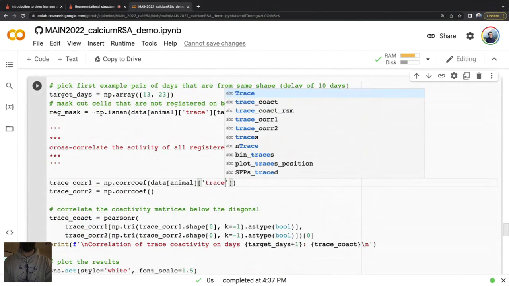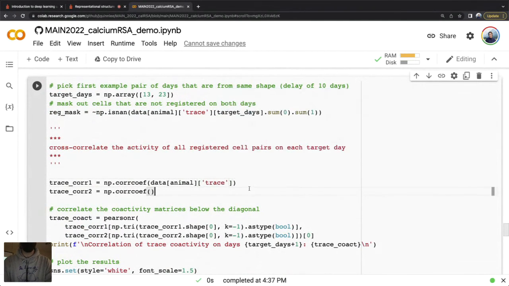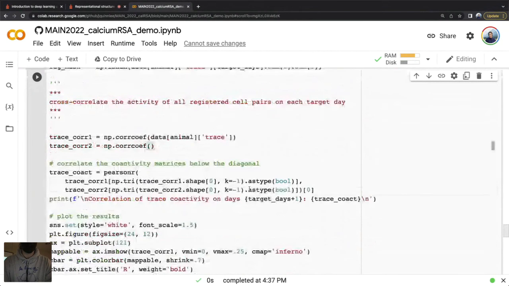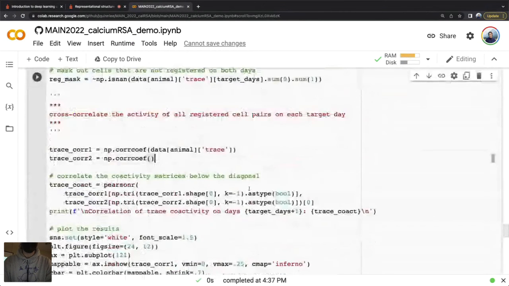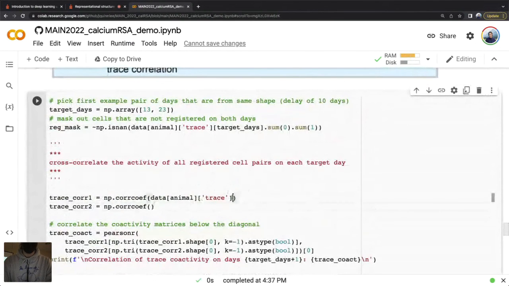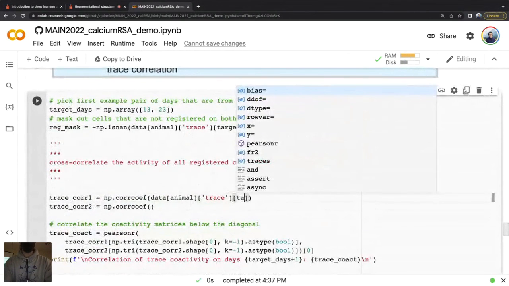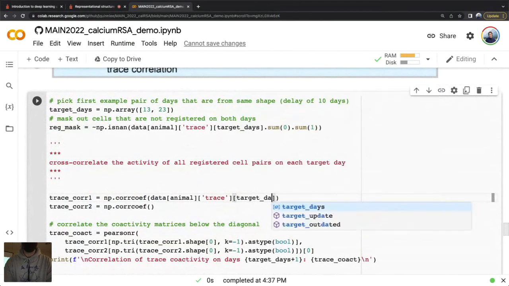I can't remember if it's trace or traces. Let me cheat. Yeah, it's trace. Okay, and then we'll say target days. I'll pick the first target day from that tuple. So this little line here is going to give you the correlation coefficients in a number of cells by number of cells matrix, this NP core coef function.